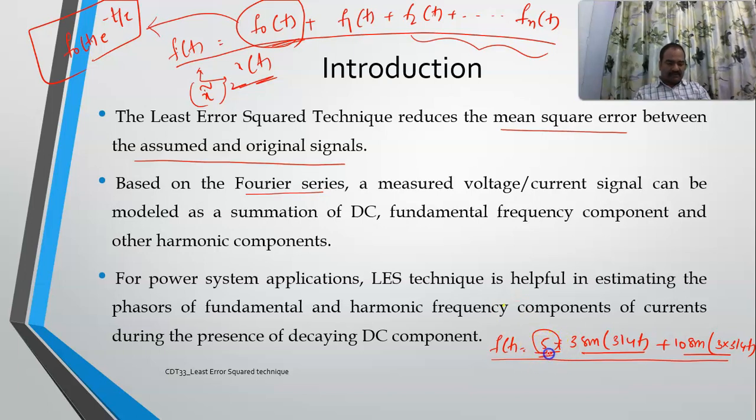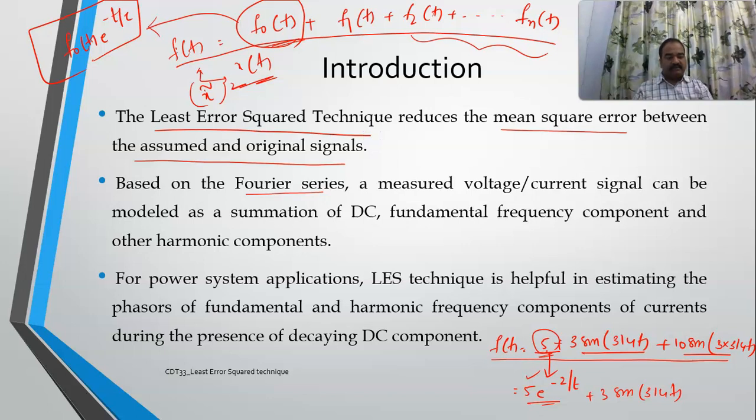Now, in power systems, we don't get this constant DC component. Most of the times it will be in the form of a decay. So you don't get a pure or constant value of DC as an offset. This will vary with respect to time, and most of the times it will be decaying in nature. Your Fourier series doesn't take the approximation of decaying components, whereas that problem is eradicated in the least error square technique.